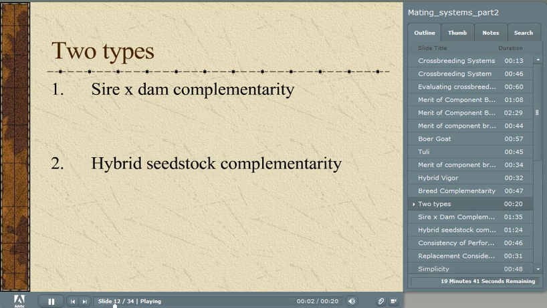Now there are two types of complementarity. One is sire by dam complementarity and the other is hybrid seed stock complementarity. I'm going to talk about both of these a little bit more in subsequent slides, but the development of Brangus as a breed is probably the best example of hybrid seed stock complementarity.